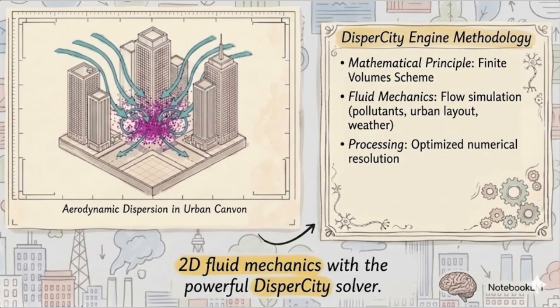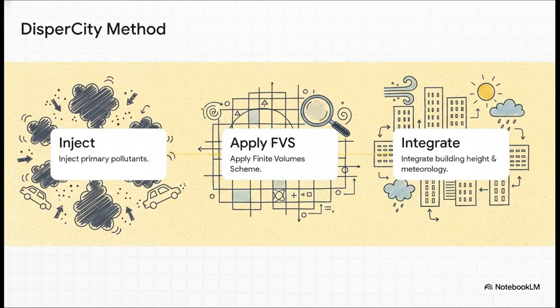Okay, so next we take those precise, unit-level primary pollutants and inject them straight into the Dispersity engine. This essentially acts as a proxy computational fluid dynamics solver. It runs an advanced 2D fluid mechanics simulation to map exactly how those pollutants move through the complex topography of an urban canyon. Methodically, this happens in 3 distinct steps. Number 1, inject those kinematic primary pollutants. Number 2, the engine applies a mathematical finite volume scheme. And number 3, it dynamically integrates localized building heights and real-time meteorology. This optimized numerical resolution gives us a highly accurate, incredibly localized traffic dispersion signal.